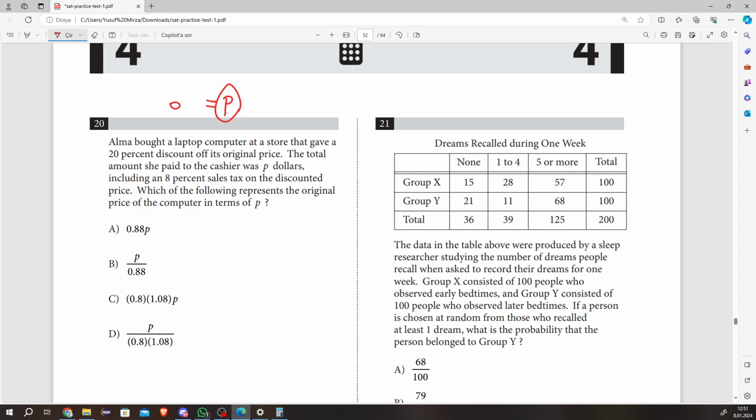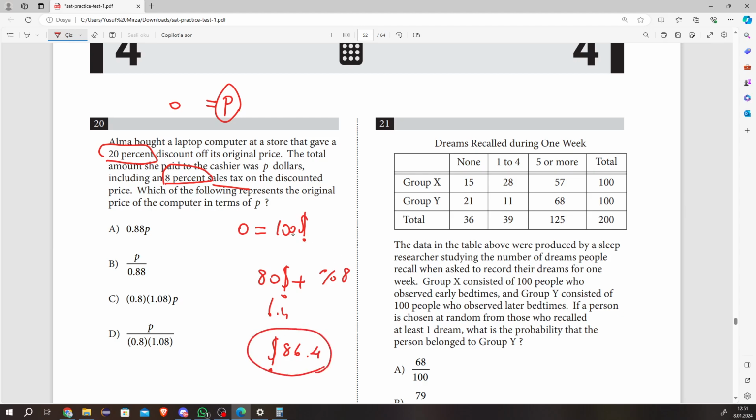Okay, it's the original price. Let's say the original price is $100. Then let's give a 20% discount, which is $80, and then 8% sales tax, and if we add it, it is $86.4. The original price is 100, so P is this.